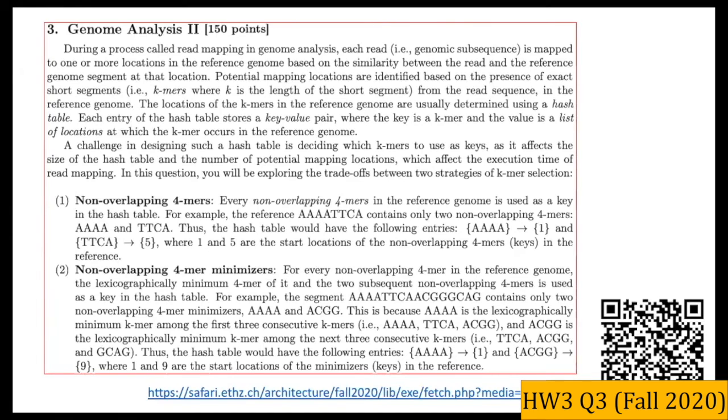Okay, hello everyone. So now I will try to discuss one of the questions that we cover in homework number 3, and the question is basically about genome analysis. The number for the question is 3 as well.